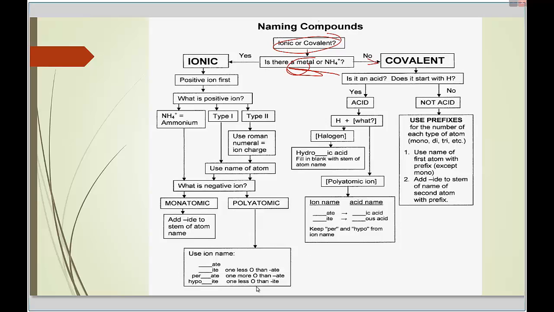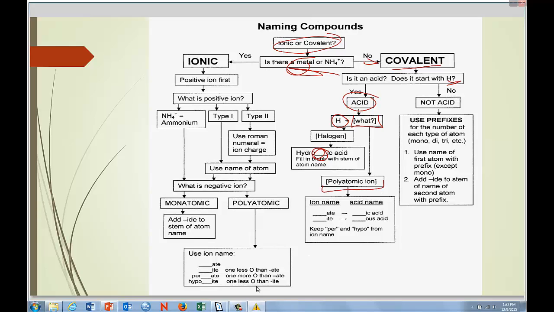So is it an acid? In other words, does it start with a hydrogen? If yes, you have an acid. So it's going to be H something, so we have to figure out what that something is. If it's a halogen, you're going to have hydro-ic on it. So hydrobromic, hydrochloric, hydrofluoric. If it's not a halogen, you have a polyatomic ion.